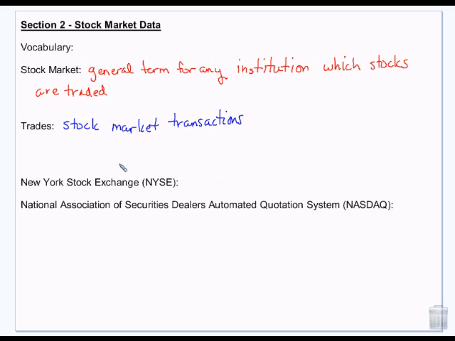Okay, the two most famous stock markets are the New York Stock Exchange, which is the NYSE, and the National Association of Securities Dealers Automated Quotation System. Nobody ever says that. We just say NASDAQ. Now, you will hear people say New York Stock Exchange, but this is always just NASDAQ.